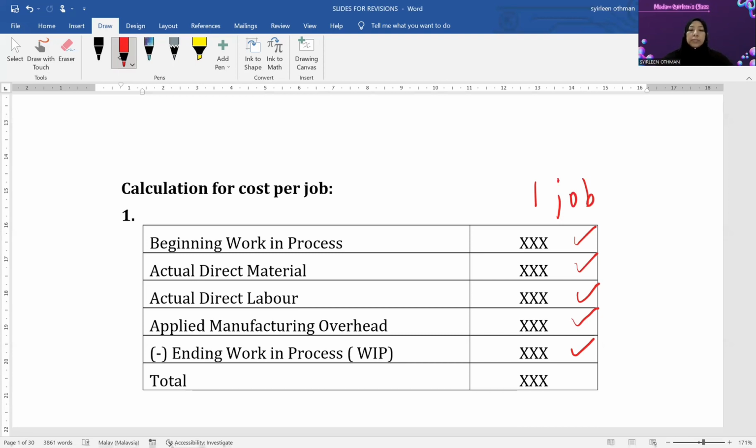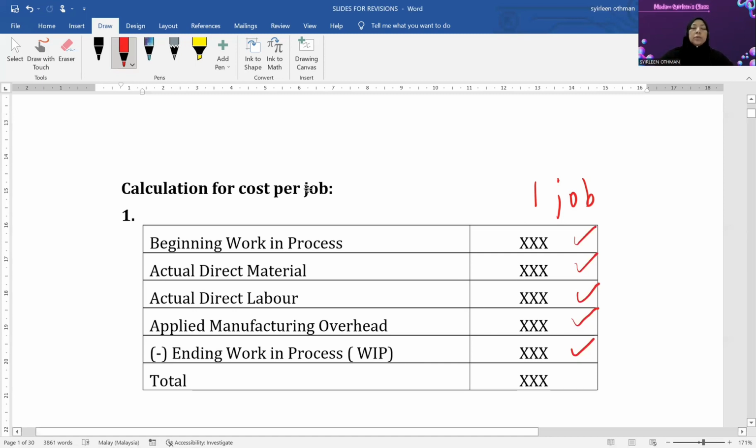What we usually see in questions is that you are only given the 3 items for your product cost. But we know that when we are calculating the product cost, we must include the beginning work in process inventory, and also minus the ending work in process inventory as well. So this is to calculate one job.